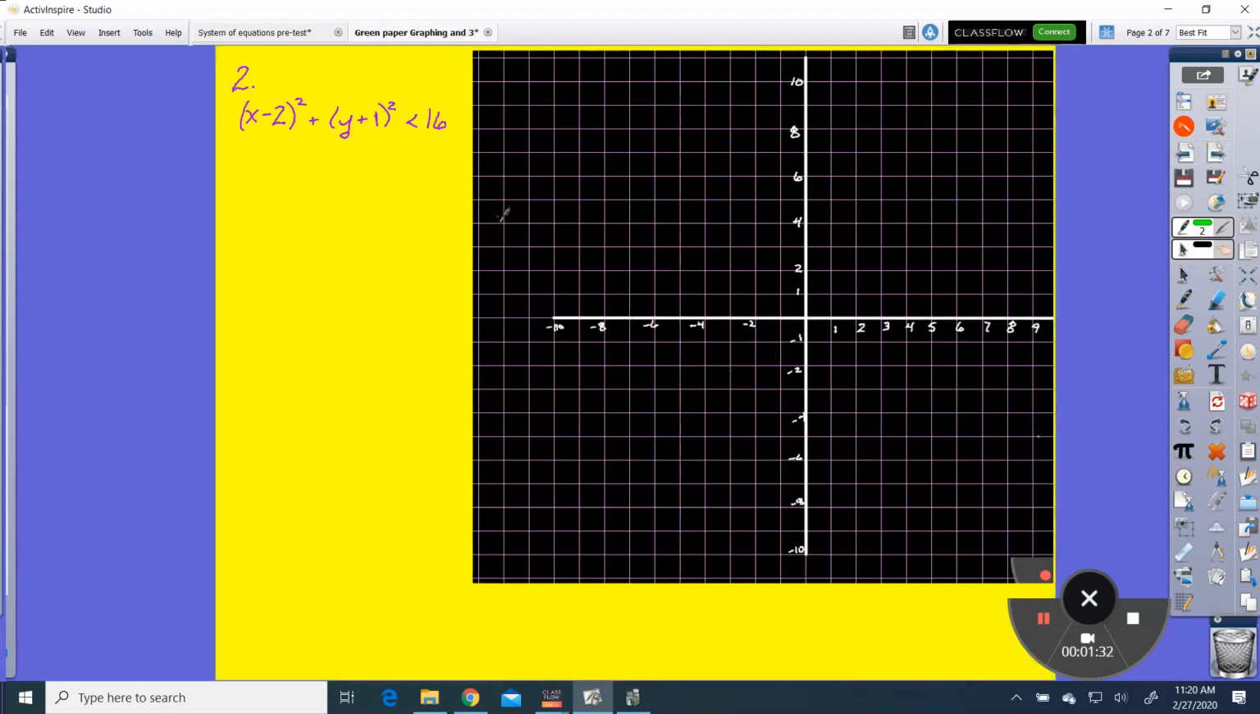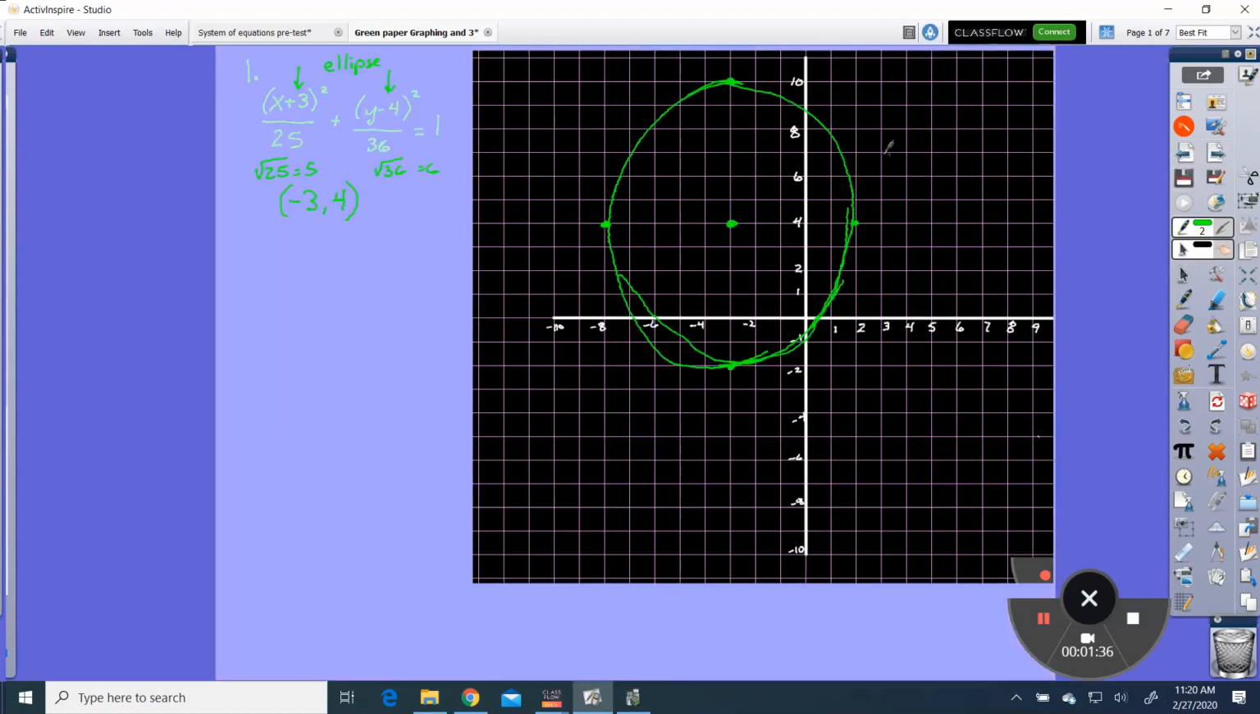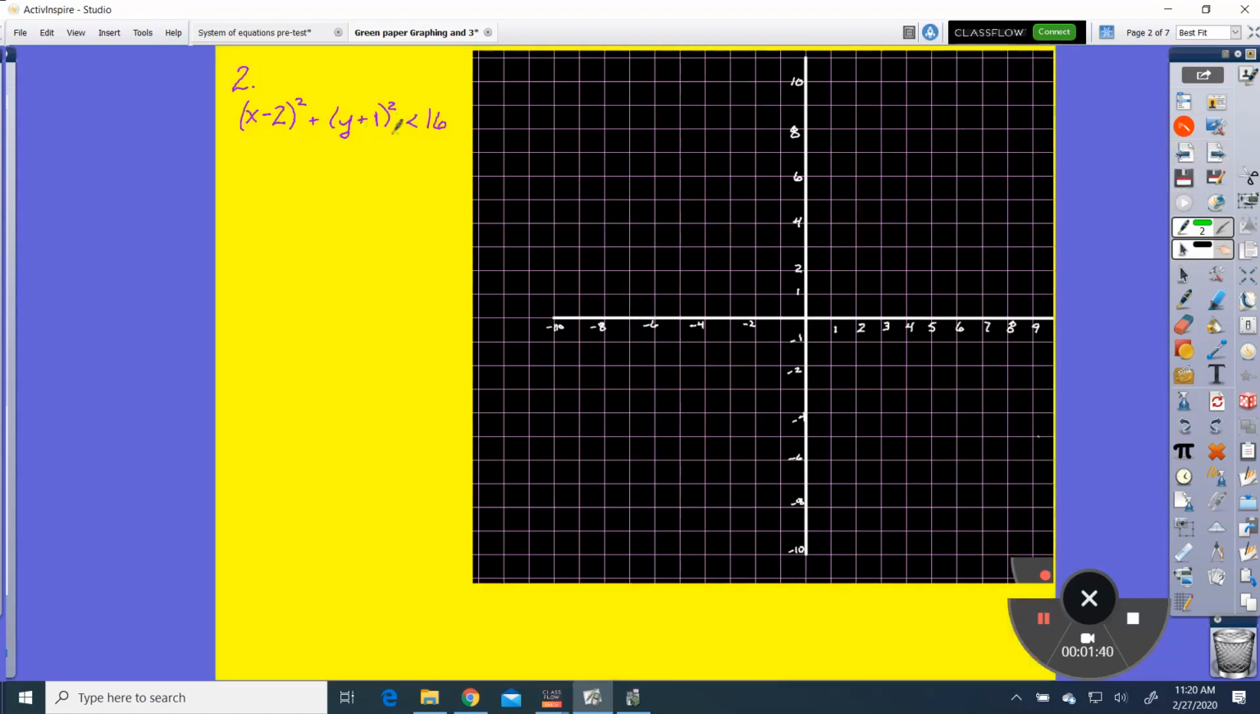Question number 2. Now these two, like question 1, had a divide. This one doesn't have any divide on it, and it has some number over here, not a 1. That's a circle. Again, backwards of these in here is going to be the center. So the center for the x is 2, the y value is -1. So I come to my graph, I put a dot at 2, -1.